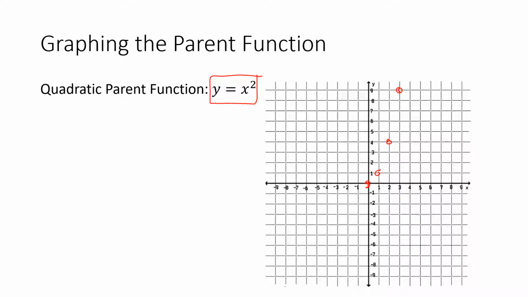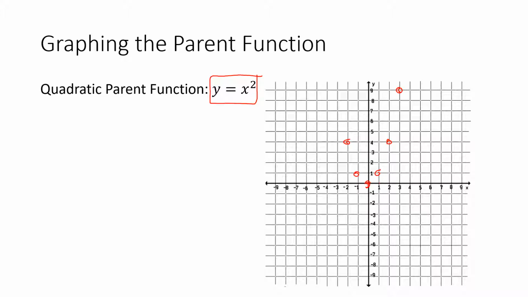Now I'm running out of room here on the right side, so let's work on the left side. Let's plug in a -1. -1 squared, -1 times -1 is +1. So I've got the point -1, 1. If I plug in a -2, -2 squared, -2 times -2 is +4.